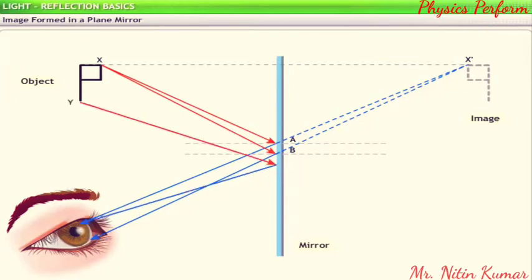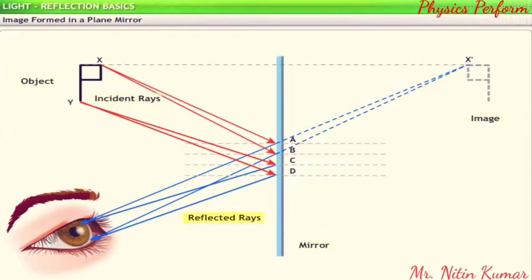Consider one more point Y on the object. A light ray from Y on the object is incident on the mirror at C, and the reflected ray travels to the eye. Similarly, another ray from Y on the object is incident on the mirror at D, and is reflected to travel to the eye. Like the two rays from A and B, the two reflected rays from C and D are divergent, and when extended beyond the mirror, meet at Y'. Thus, Y' is the image of point Y on the object.